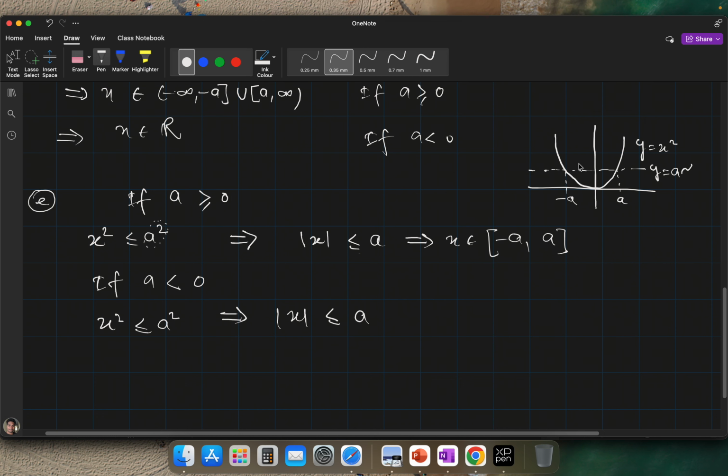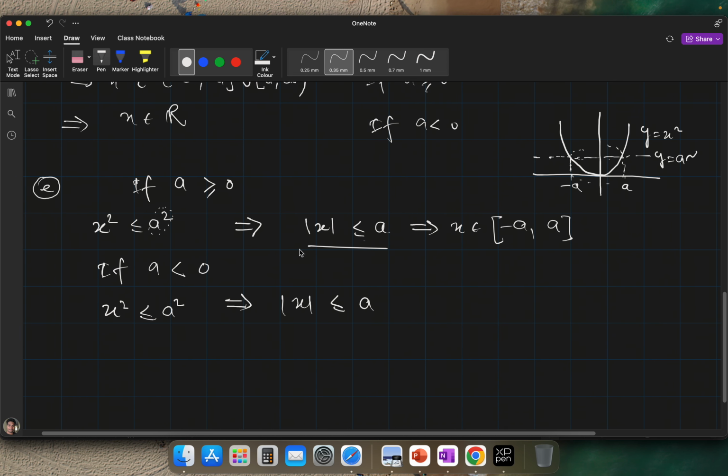You can see that in this region y equal to x square is always below y equal to a square. So which means that the solution set is nothing but minus a to a. So this thing I can also write like this. So this equation is equivalent to this.